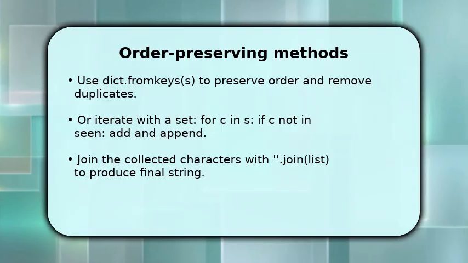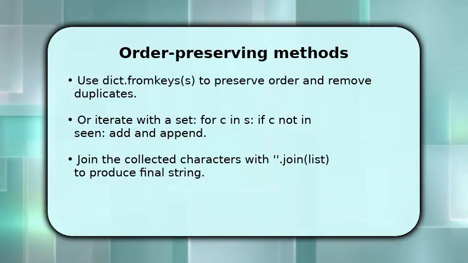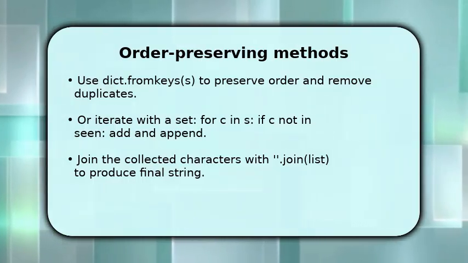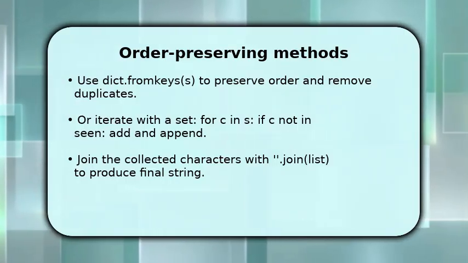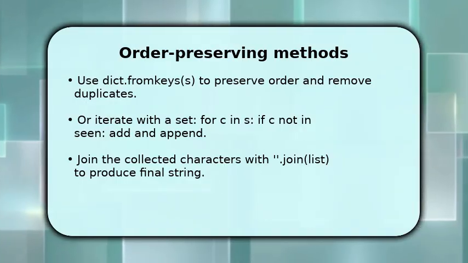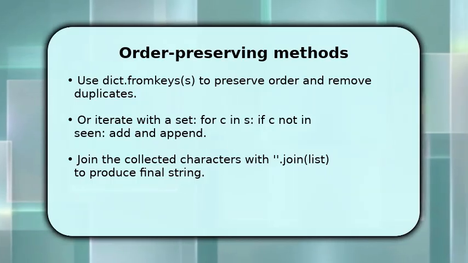Alternatively, make a seen set and an output list. Iterate characters, check membership, append unseen ones, and add to seen. This reduces repeated work in long strings. The reason these work is that you avoid mutating the original string and you only append each character once, so complexity is linear in string length.